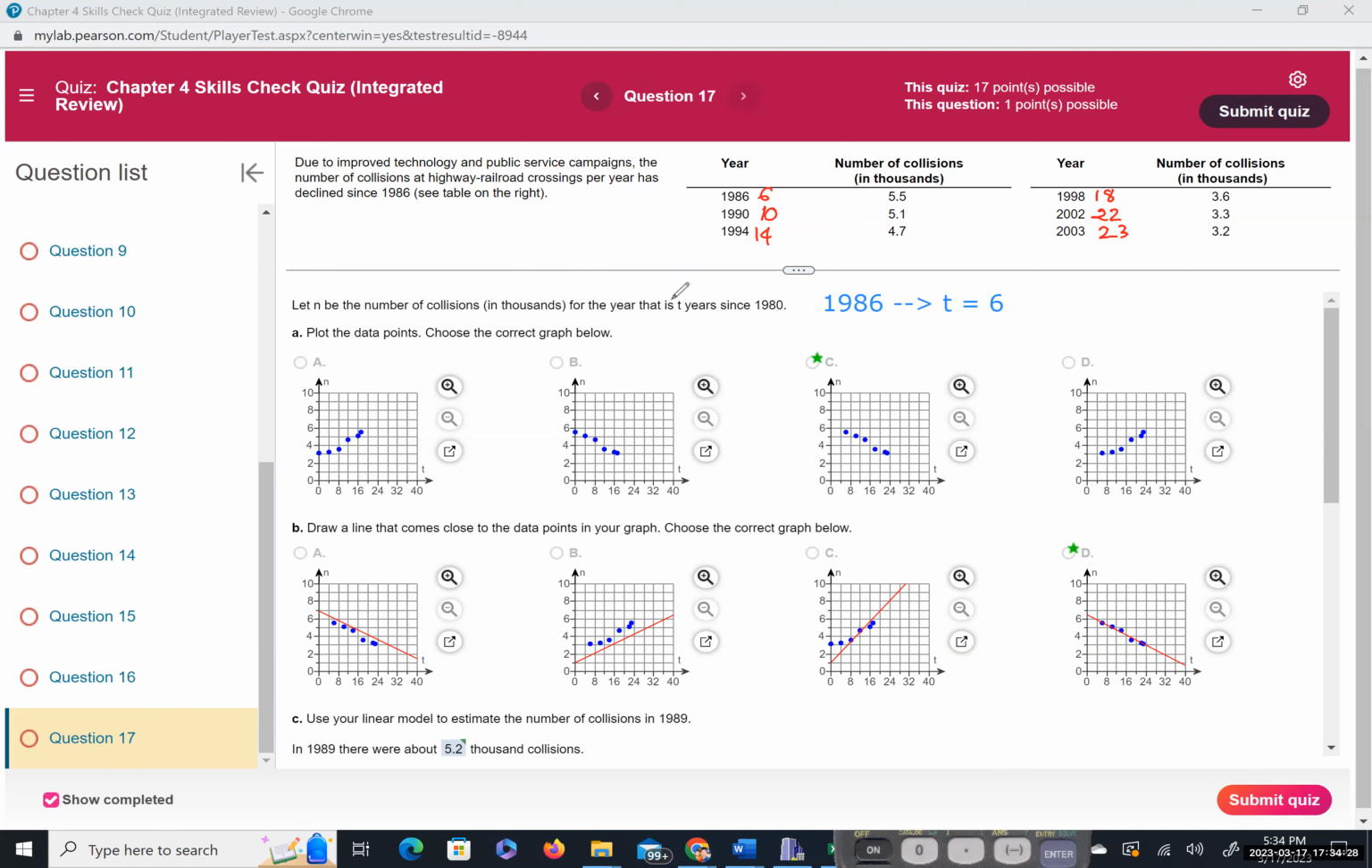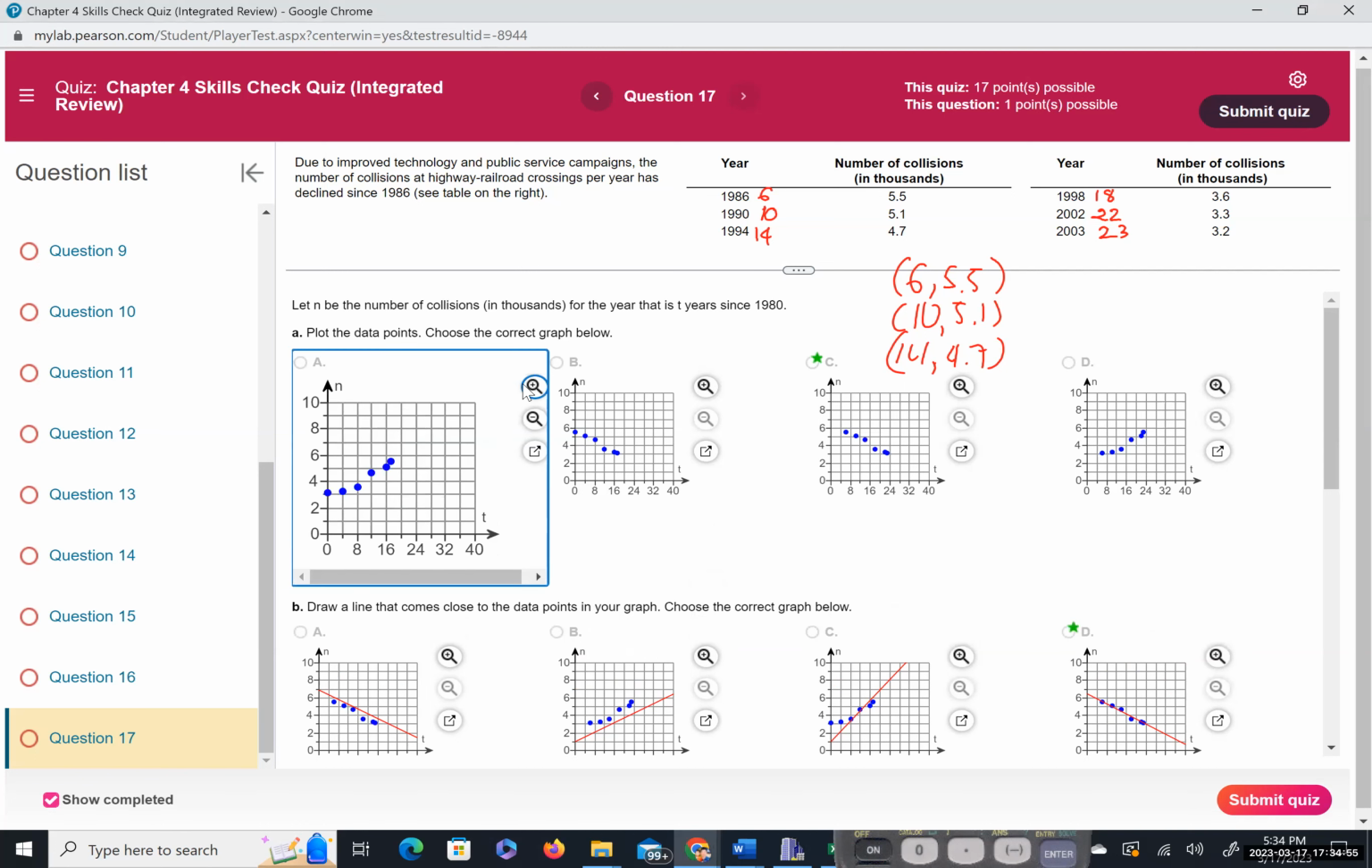Okay, so now we have the points: 6, 5.5, right? 10, 5.1, right? What else? 14, 4.7, right? And so on. Okay, so let's take a look at this answer to make sure.